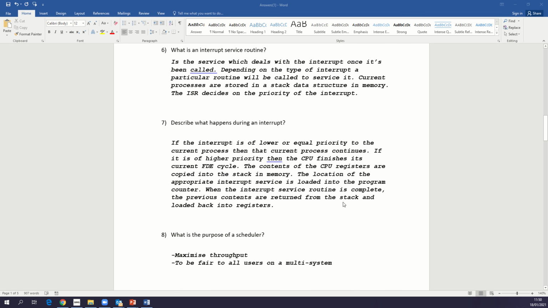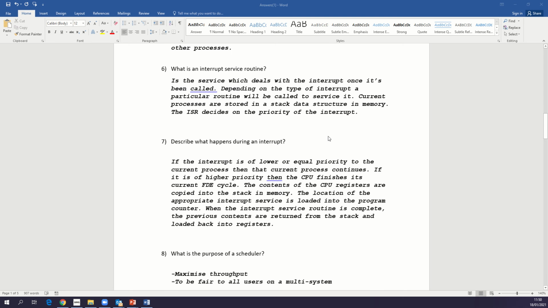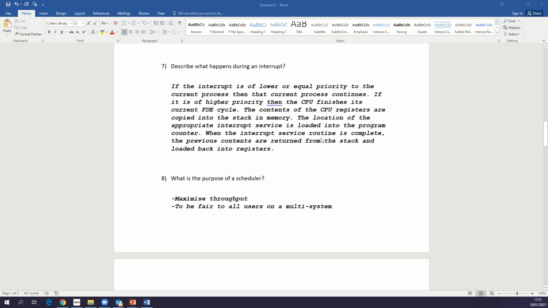We'd want to service an interrupt first, and we have an ISR, an interrupt service routine, and question 6 was, what is an ISR? This is a service routine which deals with the interrupt. So once we have an interrupt, it will depend on the actual routine that's going to be called to service it. Remember, the current processes are moved from memory into a stack data structure in memory, and the ISR will decide on the priority of the interrupts, and if there's more than one interrupt, which one is going to run first.